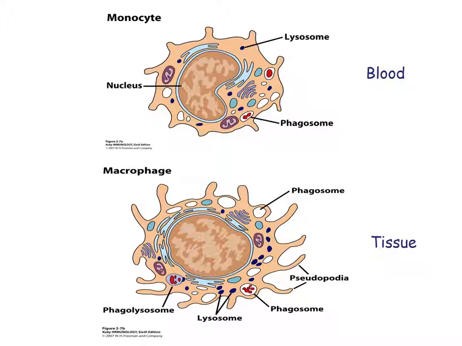So this picture doesn't really show you that much difference, but it does show you one of the things that it's noted for the macrophages is the fact that it is phagocytic. And so it will bring in microorganisms in a phagosome, which fuses with a lysosome to form a phagolysosome so they can kill those nasty bugs.